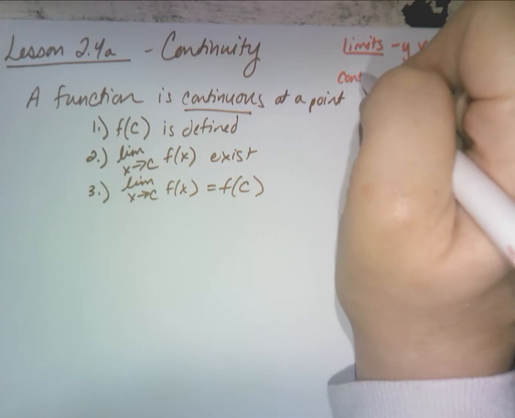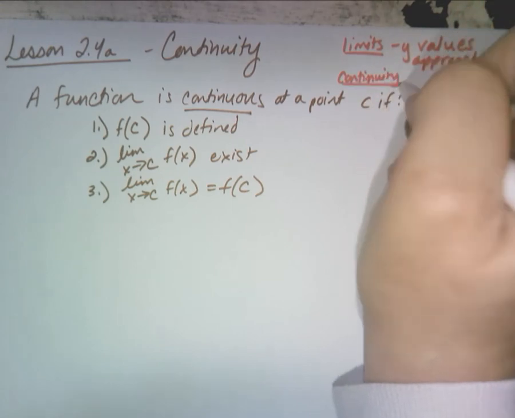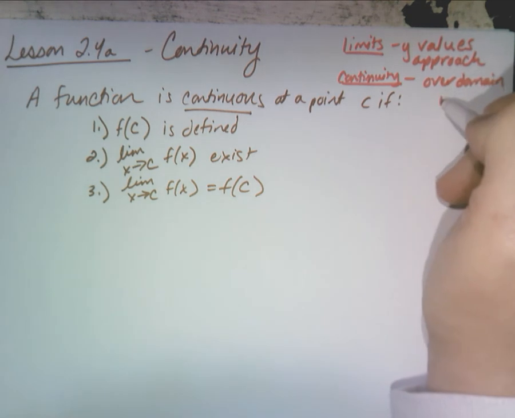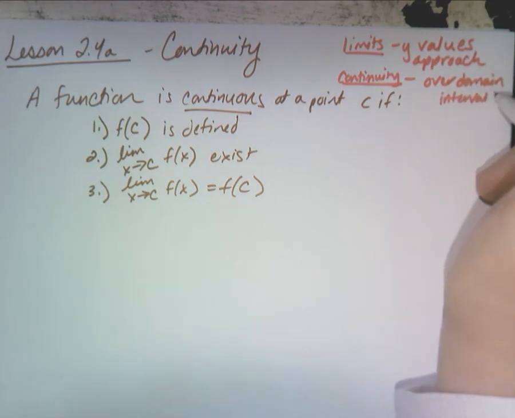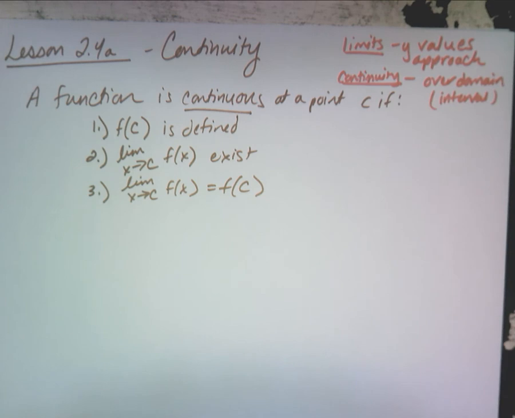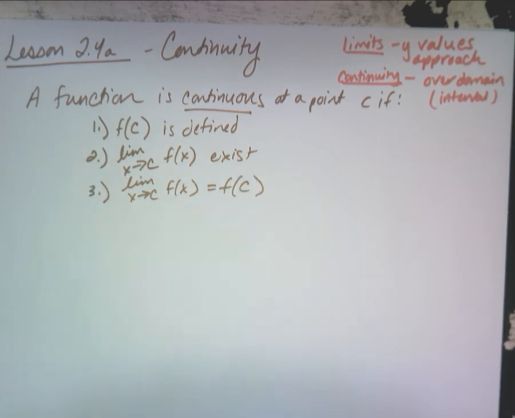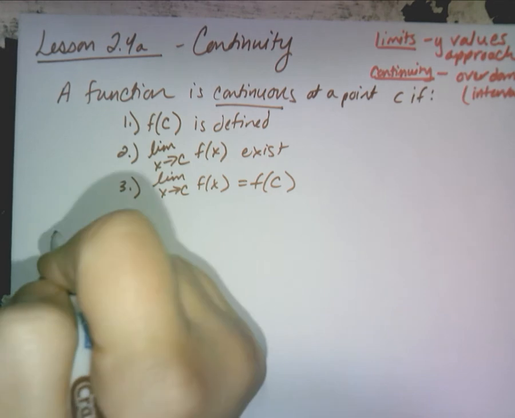Continuity, though, which we're about to talk about, is over a domain, usually in interval form. Domain meaning your x's, okay? Why do they do this? I hate that they put both of these in the same section, but just so you know, limits are y values. Continuity is on a domain, which means over the x, okay? Somehow magically get that in your head, and that will definitely help you out come the lovely test.